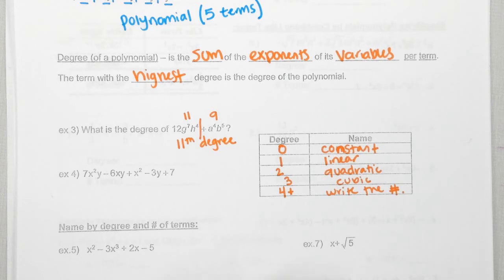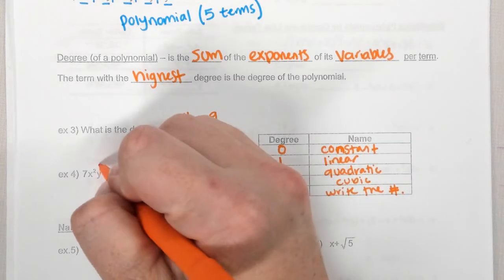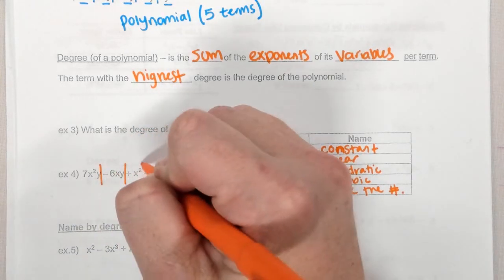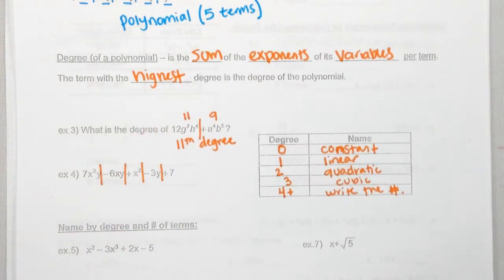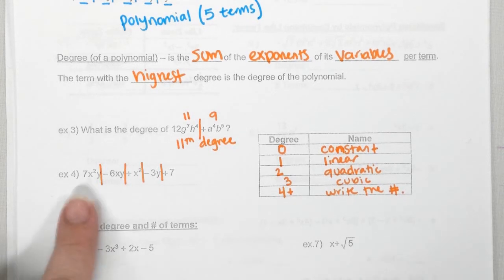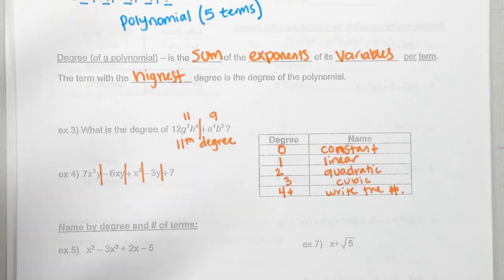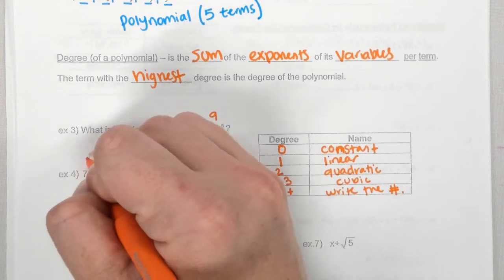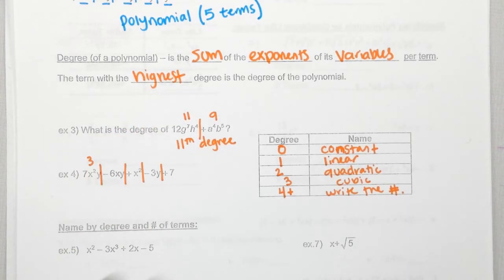Okay, so let's look at example 4. Again, we're going to separate our terms. There's a term, there's a term, there's a term, there's a term. And we're going to write the degrees of each. Now, this has an x squared and a y. Remember, anytime there's not an exponent, what do we put there? A 1. That was one of our rules that we talked about the last couple days, right? So there's 2 plus 1. So this is a degree of 3.